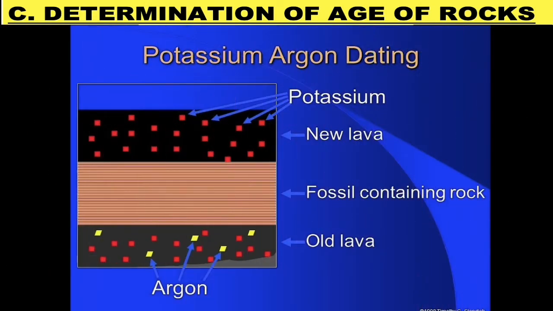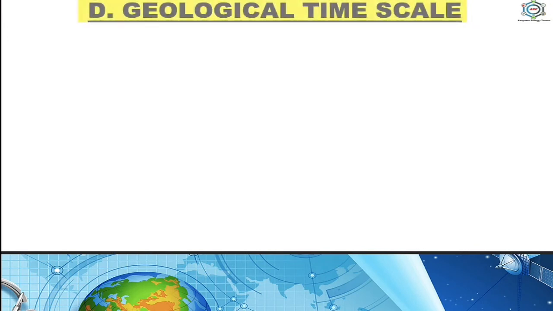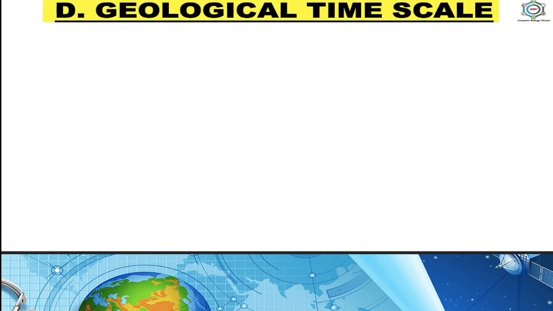And the last is the potassium-argon technique. Radioactive potassium is commonly found in all kinds of rocks. Its half-life is 1.3 × 10^9 years. It disintegrates to form argon. This method has recently been used to determine the age of hominid fossils in East Africa. So this is all about the determination of age of rocks and fossils. Now, the geological time scale.